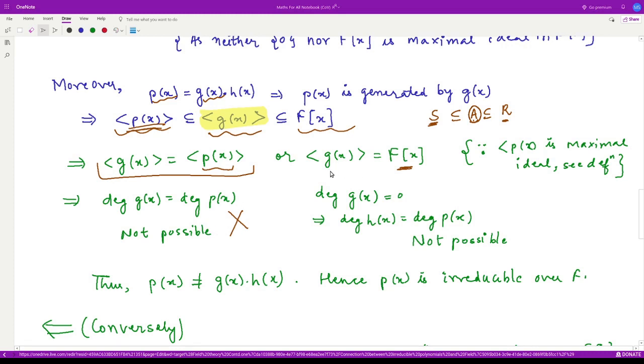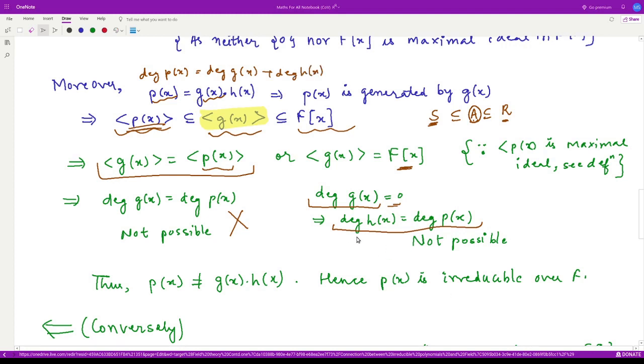If the ideal generated by g(x) is equal to F[x], that means the degree of g(x) is equal to 0. This also follows from the definition of maximal ideal. So now if the degree of g(x) is 0, that means the degree of h(x) would be equal to the degree of p(x), because we have p(x) equal to g(x) times h(x), and the degree of p(x) would be equal to the degree of g(x) plus the degree of h(x). This is the definition.